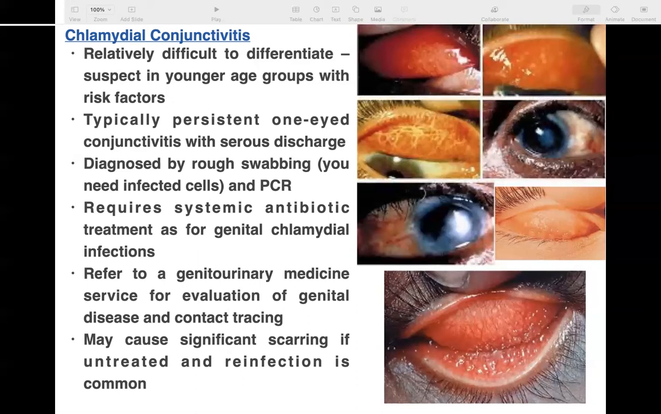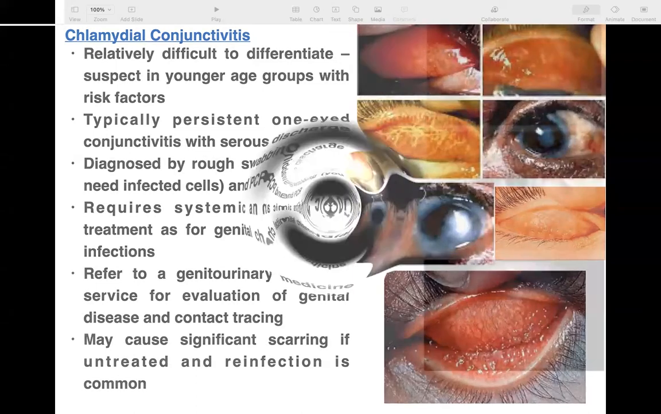Refer to genitourinary medicine because this chlamydial infection may affect the genital tract and may be associated with conjunctival infections, so you have to check for genitourinary tract infection. So the treatment will include both of them together, the genitourinary tract and the eye infection, at the same time. It may cause significant scarring if untreated, and reinfection is common with the sequelae of Chlamydia trachomatis infection.